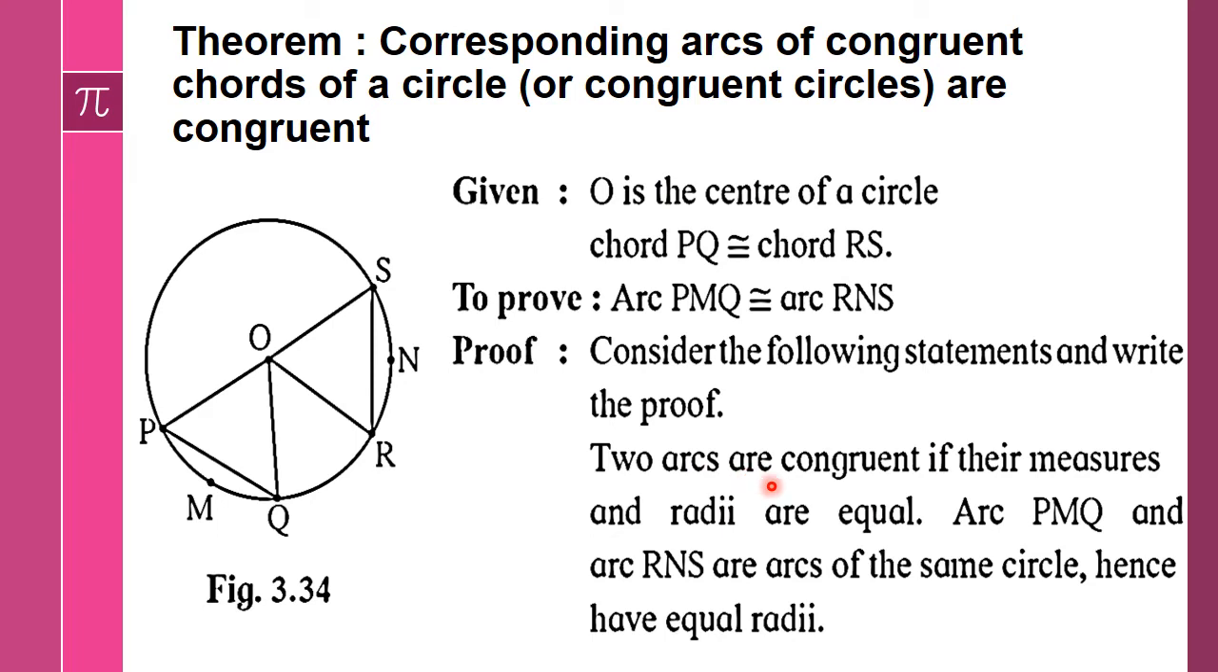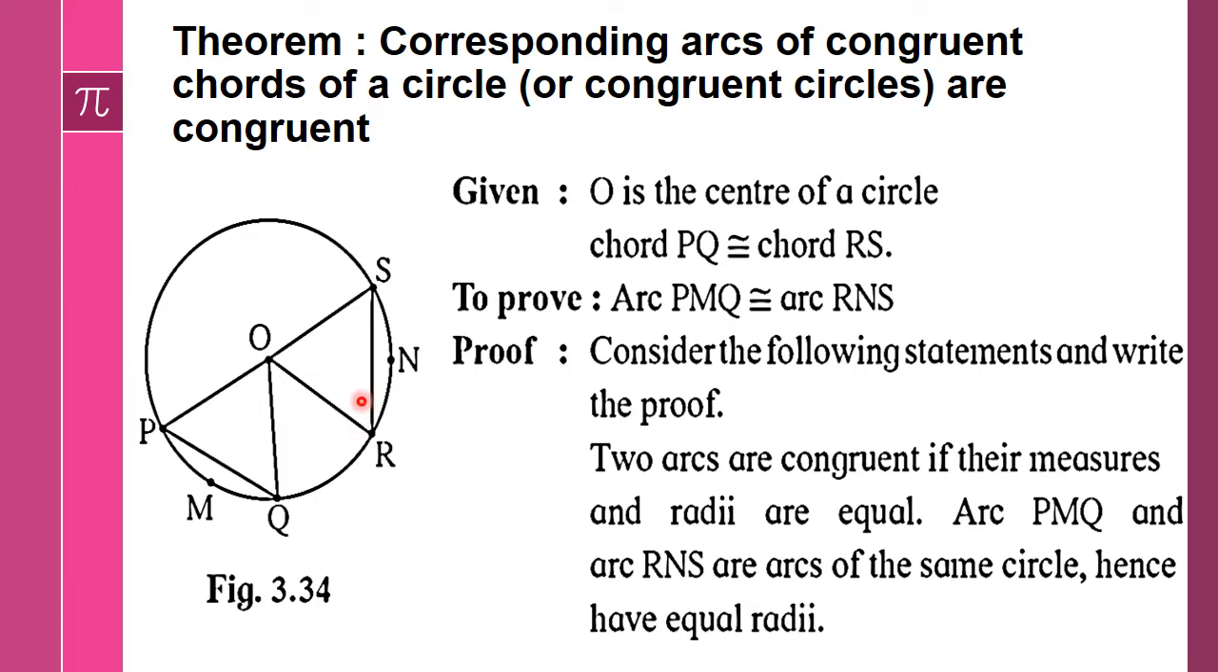So one thing that we need is their measures should be equal. Next we need that radii are equal. Now the radii equal part will naturally follow, since if you see these particular arcs PMQ and SNR, the radii OR, OS and OQ, OP are equal, since they lie on the same circle. These are arcs of the same circle, so the radii being equal is trivial, it follows naturally.